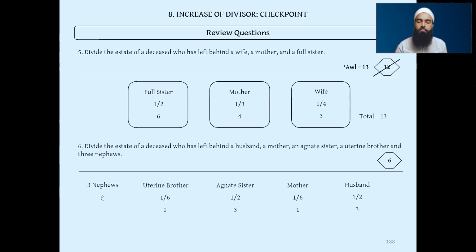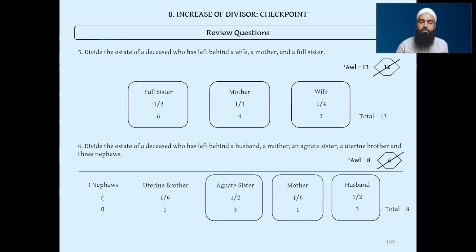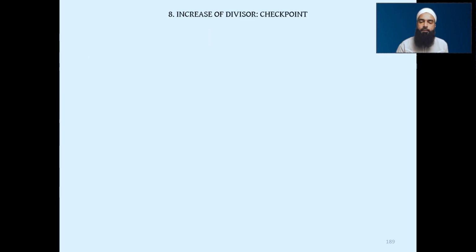So we add that up first. 3 plus 3 is 6, plus 1 is 7, plus 1, which is 8. So there's nothing left to give to the nephews. So the total is 8. So we have to cross out the 6 and make it awl of 8. Next question.